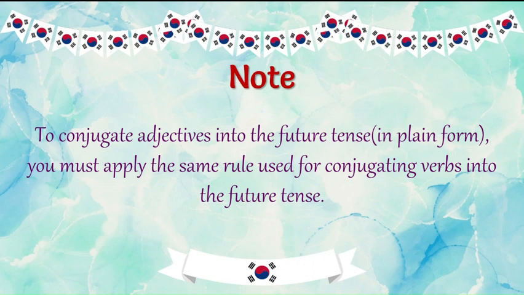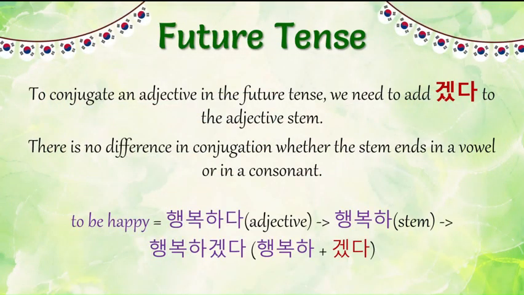If you know that rule, you will understand it is going to be very easy to conjugate Korean adjectives in the future tense, because you just need to add keta to the adjective stem if you want to conjugate an adjective in the future tense. Keta. Doesn't matter if the stem ends in a vowel or in a consonant. You don't have to focus on that. You just have to add keta to the stem.